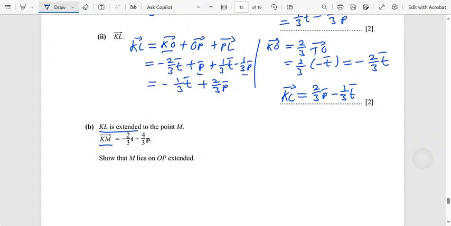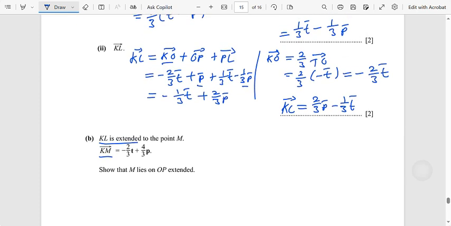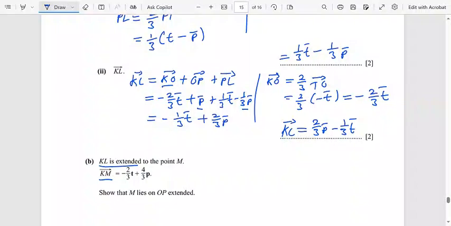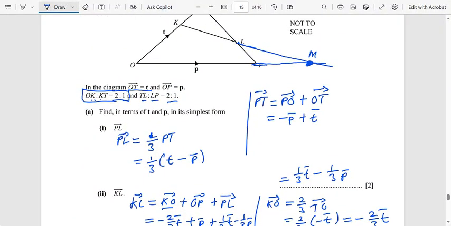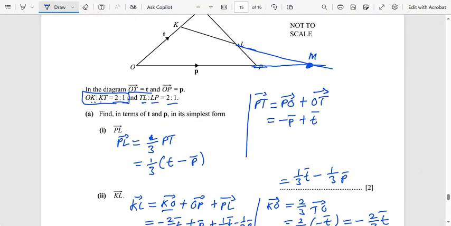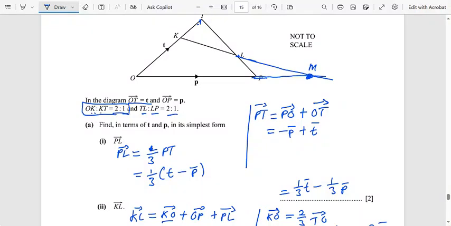So we are told that KM is negative 2/3 T plus 4 over 3 P. That's what we know so far. So one thing that we'll do there is to try to find OM, to see what situation we are dealing with.